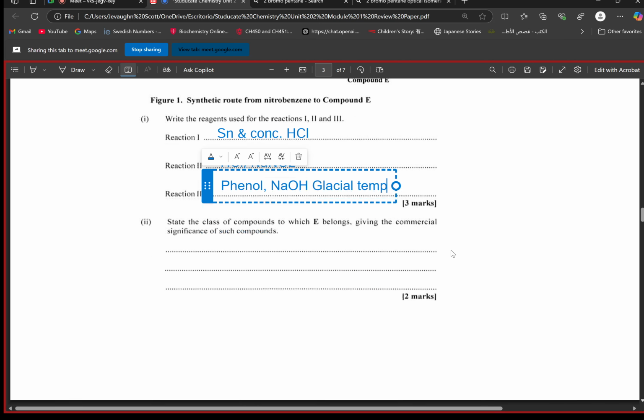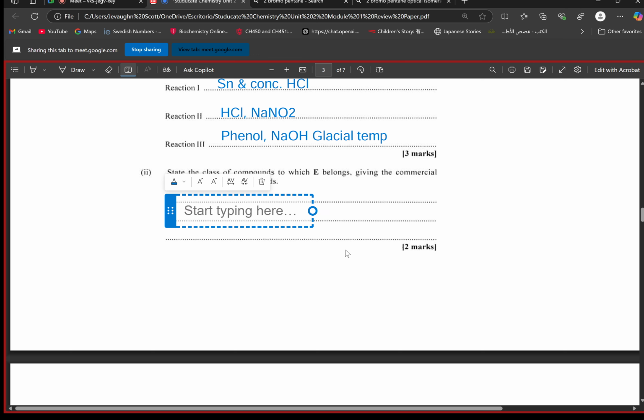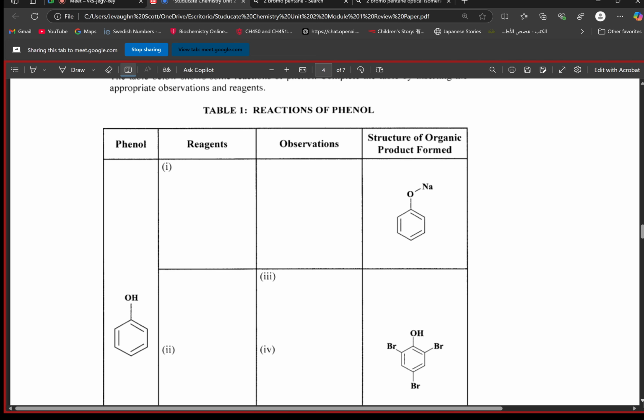And then state the class of compounds to which A, E belong. Those are azo compounds, used as dyes. 2 marks. So I just wanted to go through these problem papers to give you guys a taste of what the chemistry unit 2 papers look like, what it feels like, what the questions may come as. You guys need to go over these.